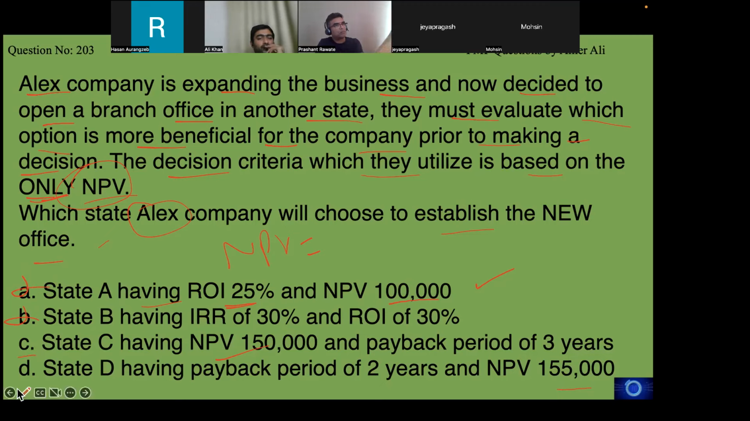Now we are left with options C and D. Both have the same NPV. Now let's see which has the less payback period. The less payback period is better. It is a 3-year payback period, meaning if I put in my money, it will take 3 years to get back. This one says 2 years to get back. So D is the right answer. A very easy question if you understand the concept of NPV. D is the straightforward right answer.